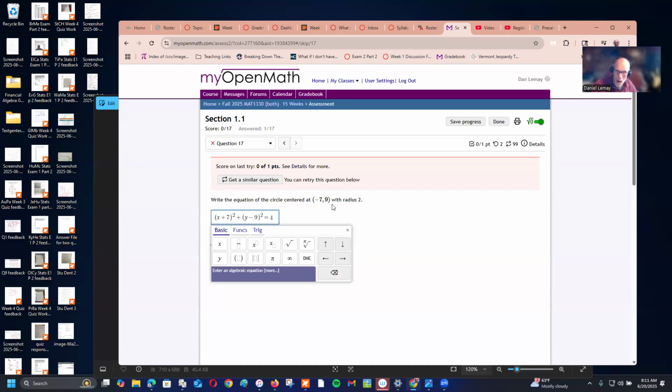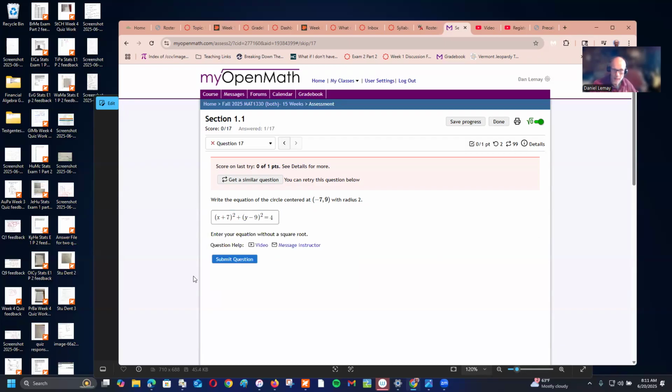And then y minus the y coordinate of the center, which is 9, so it becomes minus 9. See, then I get it right. Notice how I've been deducted. I got part of that. My first attempt was wrong, and I lost a third of a point.